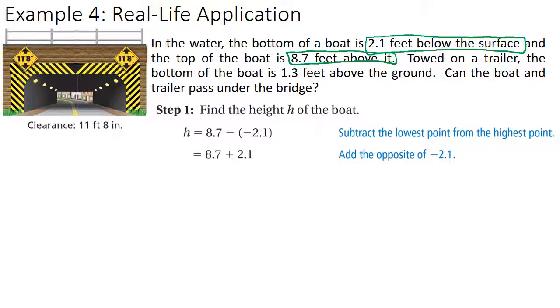So what we can do is add the opposite of 2.1, so minusing a negative is just going to become adding a positive. So 8.7 plus 2.1 is going to give us 10.8. So we know the height of our boat is 10.8.